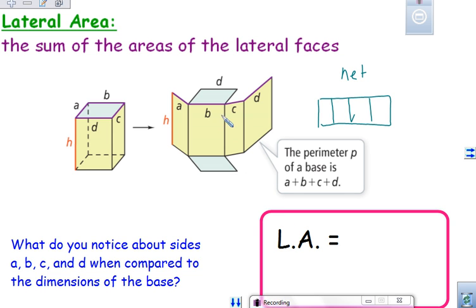So what the drawing is trying to show you is that if you find the length or the perimeter of this base, and you multiply it by the height, which would be this distance right here, that's the height, you will get the area of the lateral surface. So I'm going to write down the formula as lateral area is equal to the perimeter of the base times the height. And in this case, the perimeter is really A plus B plus C plus D times the height of the object.